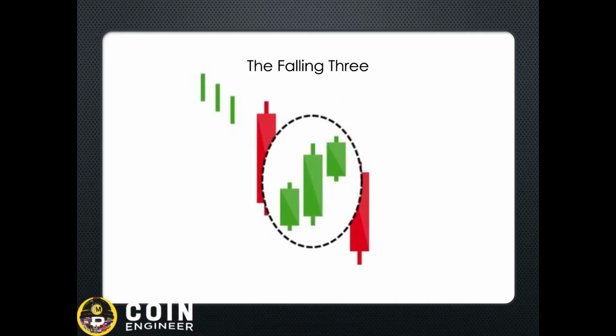Three method formation patterns are used to predict the continuation of a trend, be it bearish or bullish. The bearish pattern is called the falling three method. It is formed of a long red body followed by three small green bodies and another red body. The green candles are all contained within the range of the bearish bodies, and it shows traders that the bulls do not have enough strength.